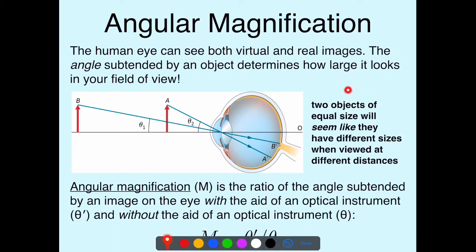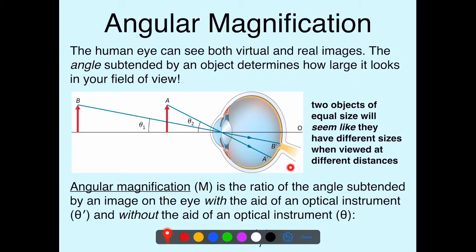So even though these objects have the same size, they seem like they have different sizes because we're viewing them at two different distances. Okay? So given that it's the angle that matters as far as how large something looks in your field of view, we'll define something called the angular magnification. So angular magnification is given by capital M, and it's the ratio of the angle subtended by an image on your eye when you have the aid of an optical instrument.